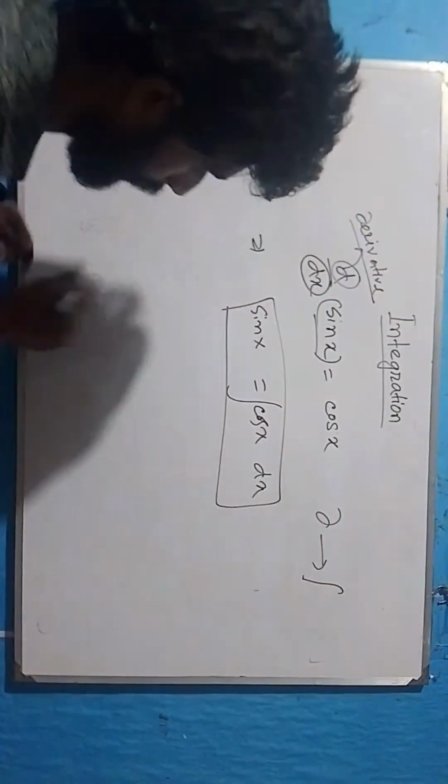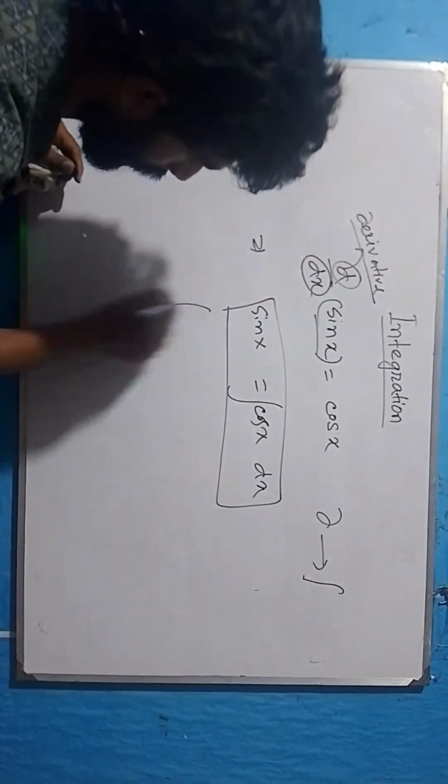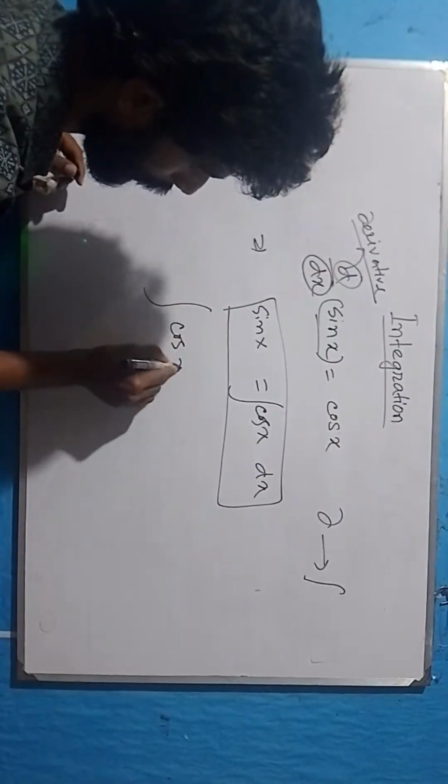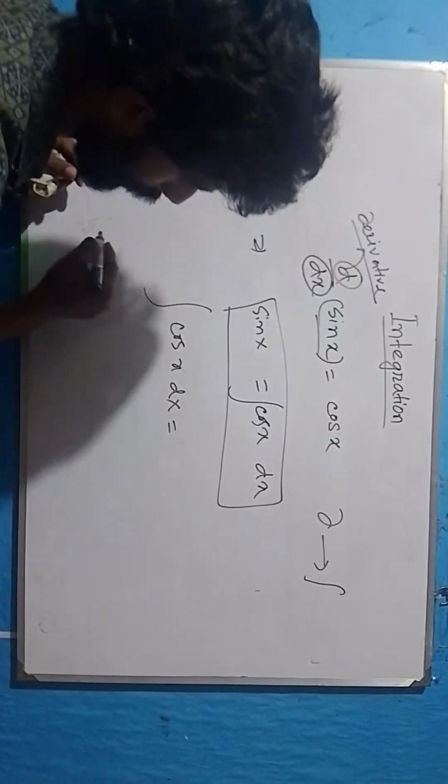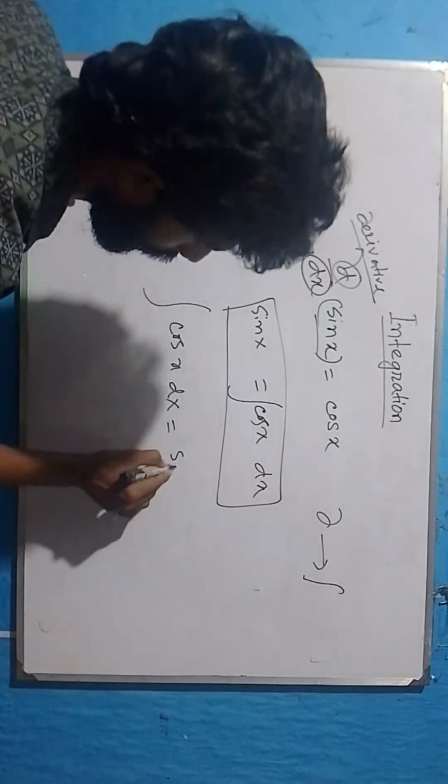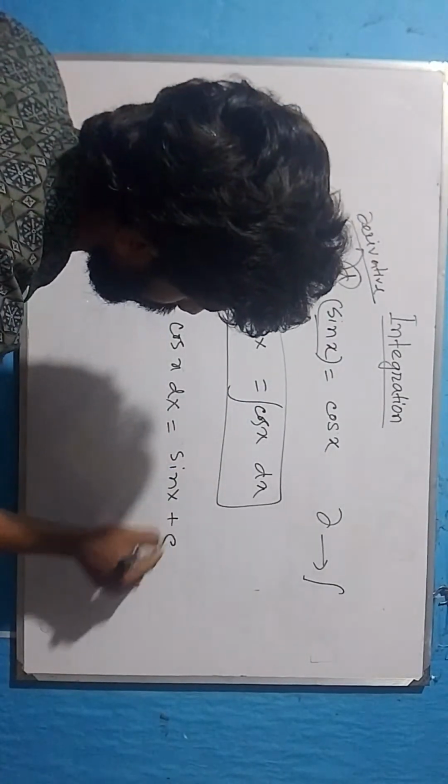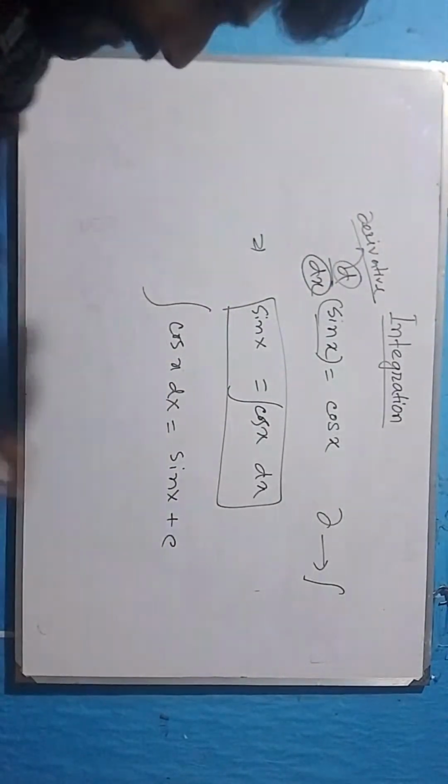So this is the formula for when you integrate cos x dx with respect to x: you will get sine x plus some constant value c.